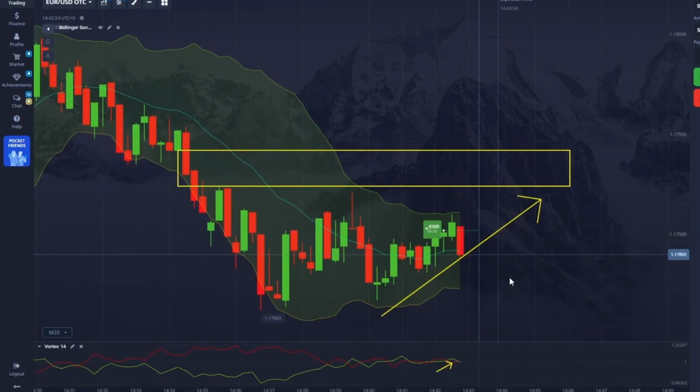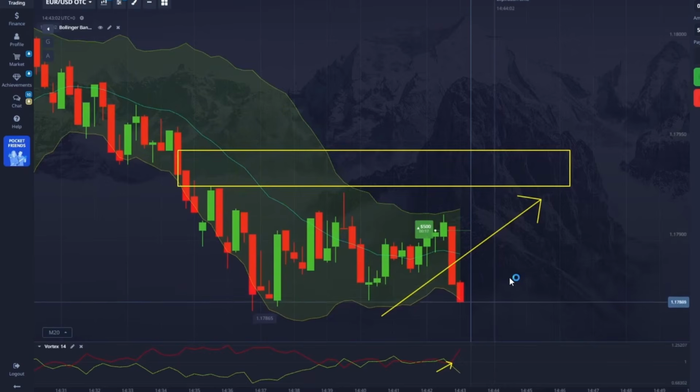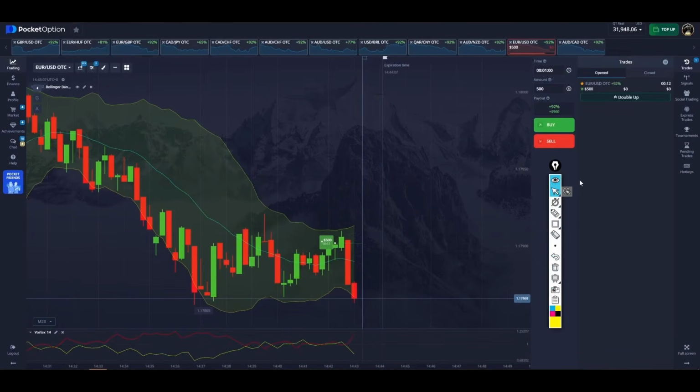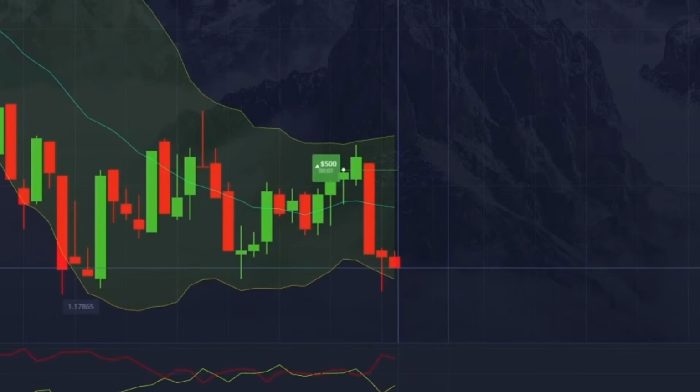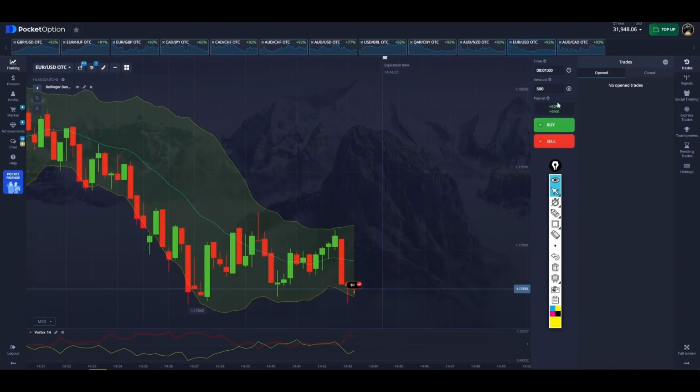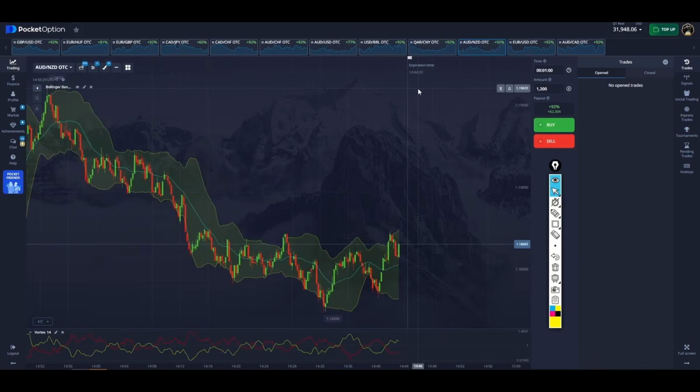This current impulse, however, doesn't inspire much confidence, especially since Vortex is now showing seller dominance. So things are a bit tense. Let's watch. What a pity. I spent a long time looking for this setup, but unfortunately it didn't work out. So now I'll open a hedge position for $1,200 and let's see if I can turn this situation around.